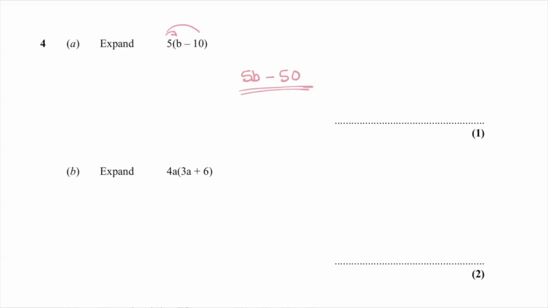As you move to the next one, there's just a little bit more to do. When you've got numbers and letters, do the numbers first. 4 times 3 is 12. And then you've got a times a, which can be represented as a squared. That gets included with the 12. Then 4 times 6 is 24, and there's a single a that was with the 4 stuck on the end.